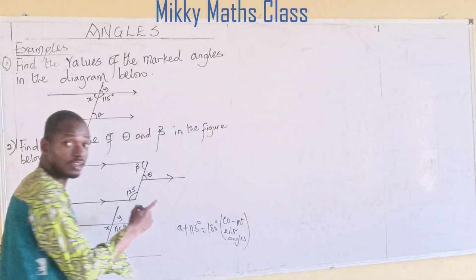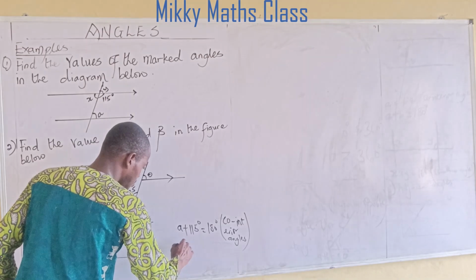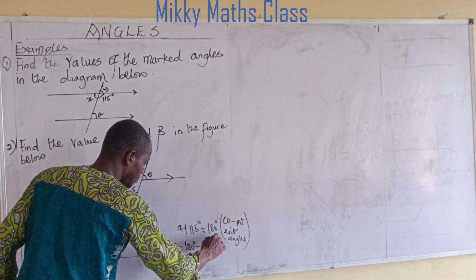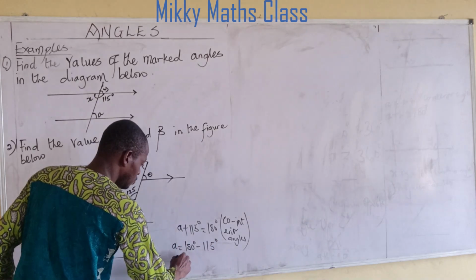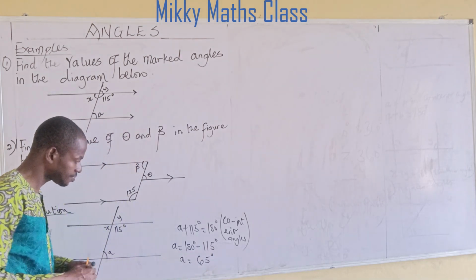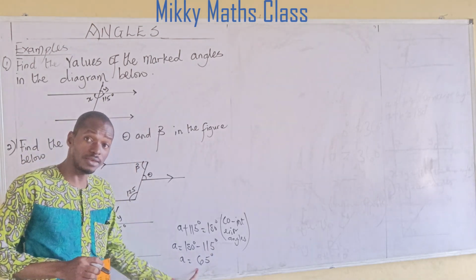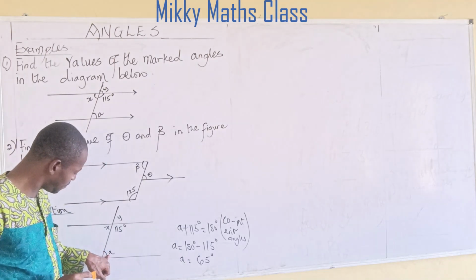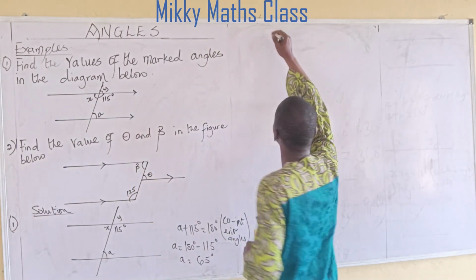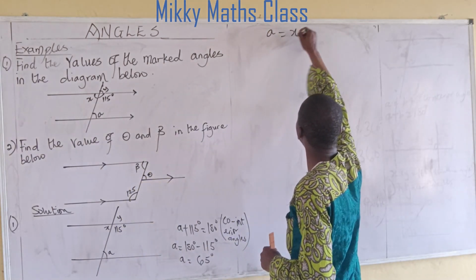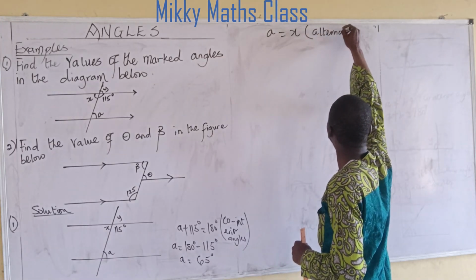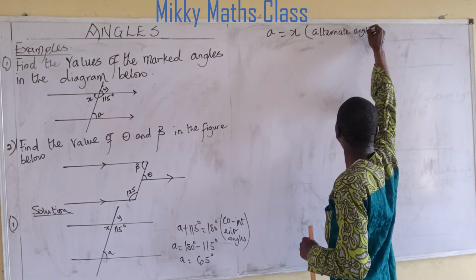So let's find the value of A. So our A will be equal to 180 degrees minus 115 degrees. So our A will give us 65 degrees. Now that's the value of our A, 65 degrees. Now look at X and A, what we call alternate angles. So A is equal to X. They are alternate angles. They are alternate to each other.